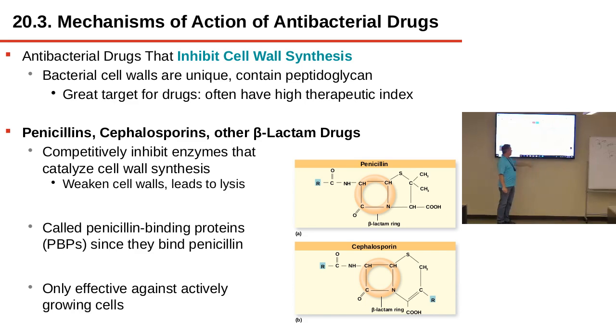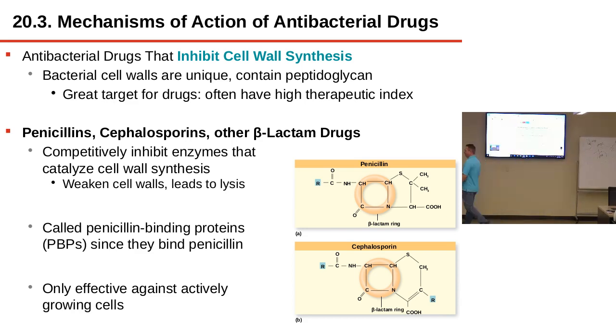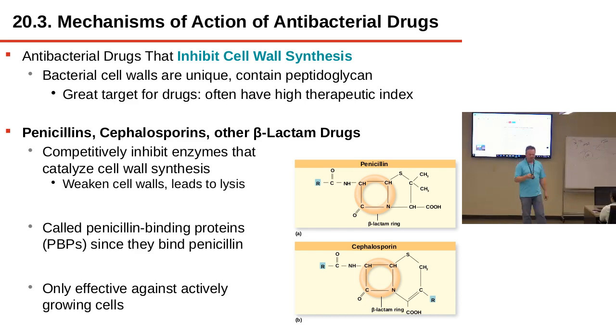There are so-called penicillin binding proteins, since there are some that bind up to penicillin, and these are potentially useful as an anti-antibiotic. Some bacteria can actually produce these to block the ability of some of these drugs to work, which makes them resistant. And as I already pointed out, these are only effective against actively growing cells.